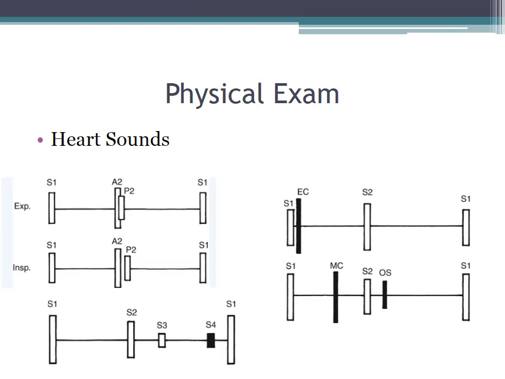Gallop rhythm. A gallop rhythm is basically a rapid triple or quadruple rhythm resulting from the combination of a loud S3 with or without an S4 and tachycardia. It generally implies a pathologic condition and is commonly present in CHF. A summation gallop represents tachycardia and a superimposed S3 and S4.